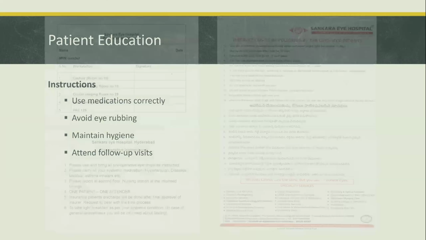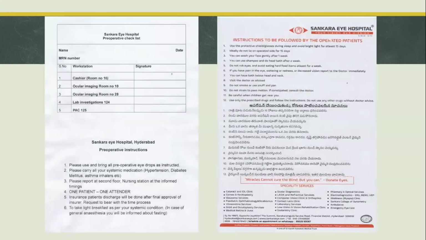So here is a protocol we use at our hospitals. The first page is given to the patient after counseling in the room, and it clearly directs the patient to which room they have to go for the scanning.